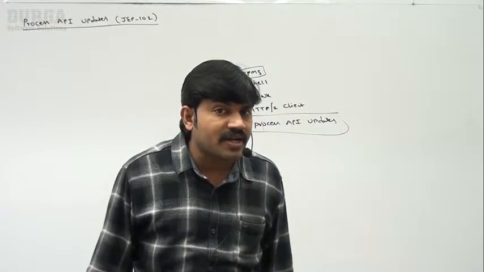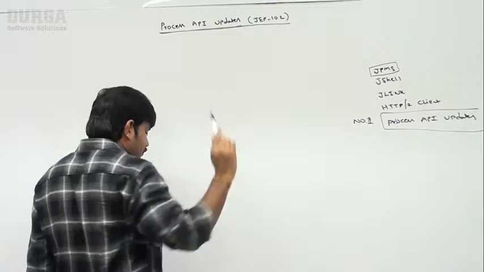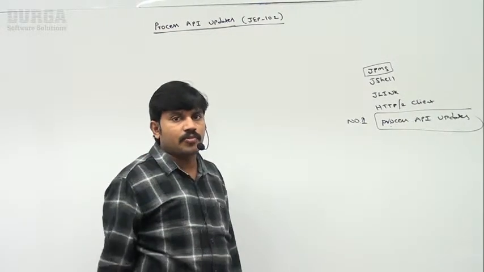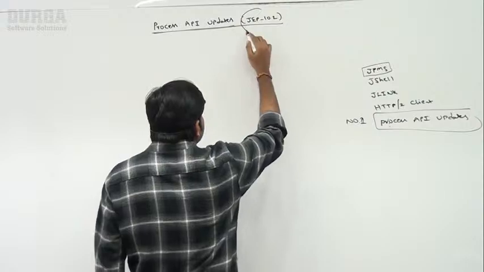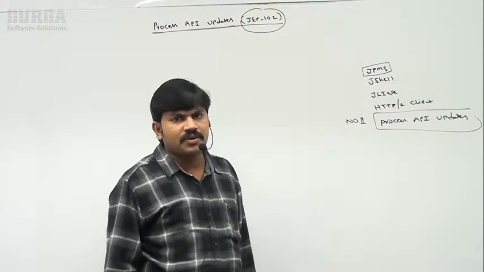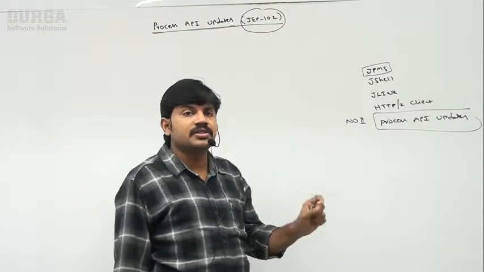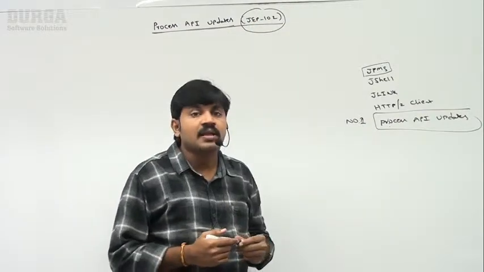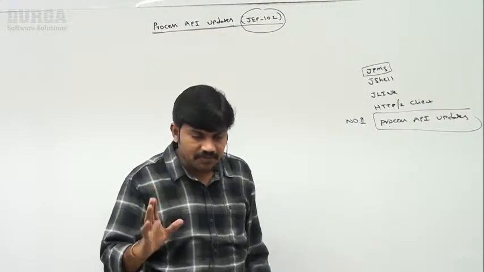So, what is our current topic, sir? Can you spell out? Process API updates. This is the current topic. This topic came, sir, as part of JEP 102. Are you getting that? In the last videos I covered the meaning of JEP: JDK Enhancement Proposal. Are you getting? As part of JEP 102, Process API updates came into the picture, right?